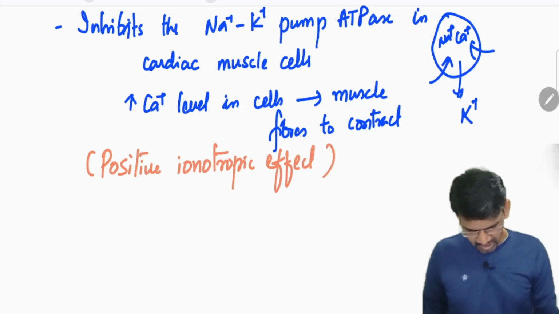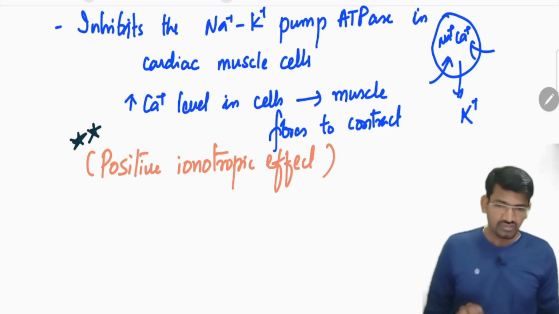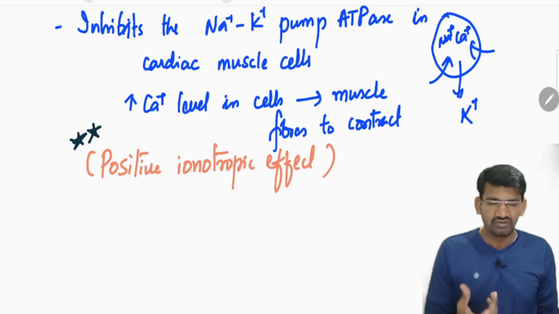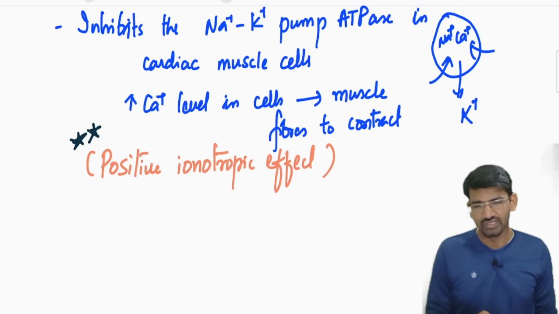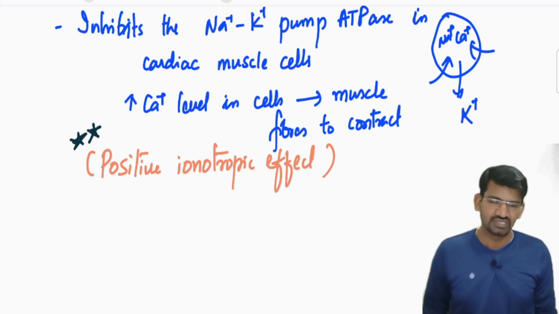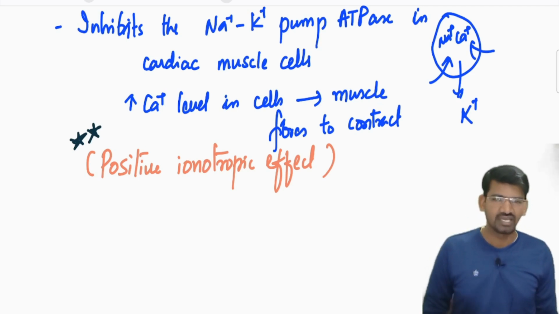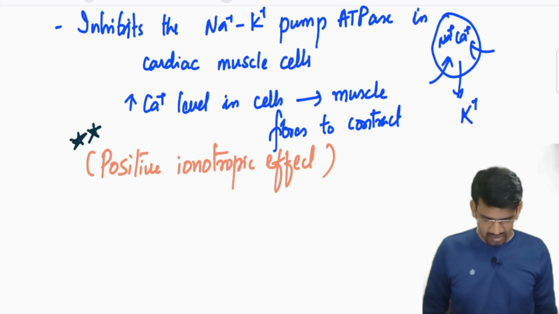This has been asked many times in the exam. What is the effect of digoxin on the cardiac muscle? There you remember, it acts as a positive inotropic effect. That means it enhances the contraction of the cardiac muscle and thereby increases the cardiac output. So that is the mechanism of action of this cardiac glycoside.